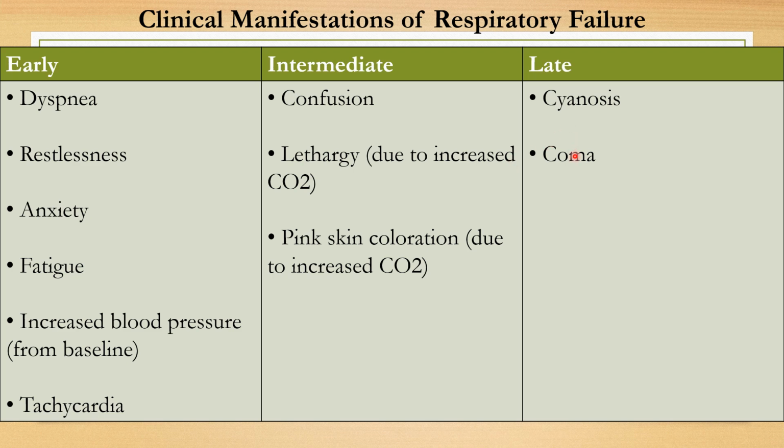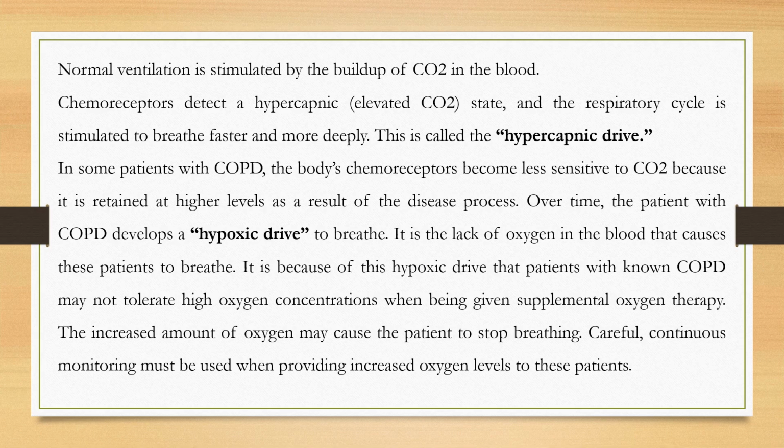These are points which you need to know when you get questions on NCLEX-RN. Normal ventilation is stimulated by the buildup of carbon dioxide in the blood. Chemoreceptors detect a hypercapnic, that is the elevated carbon dioxide state, and the respiratory cycle is stimulated to breathe faster and more deeply. This is called the hypercapnic drive. This happens in all normal people.